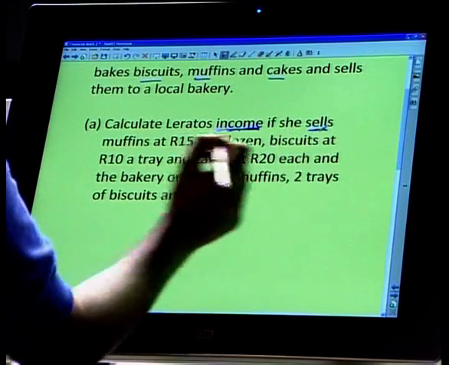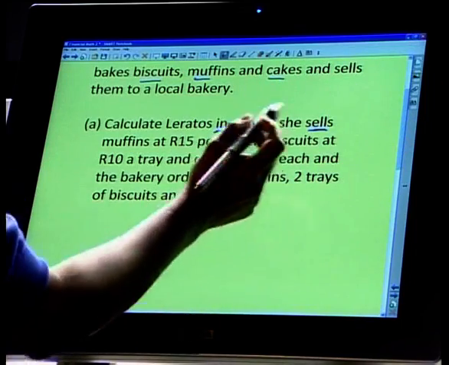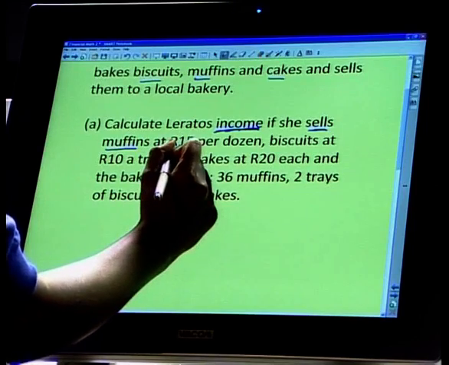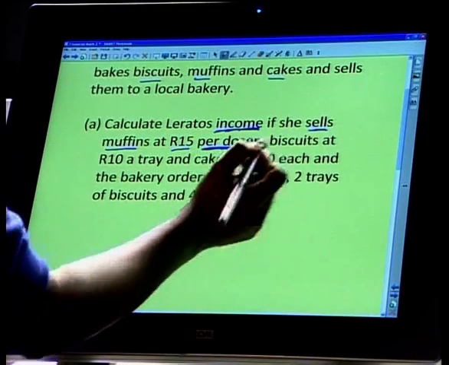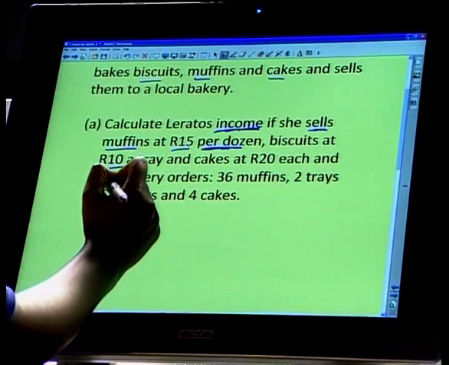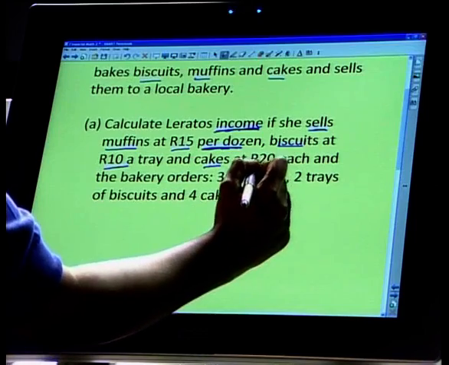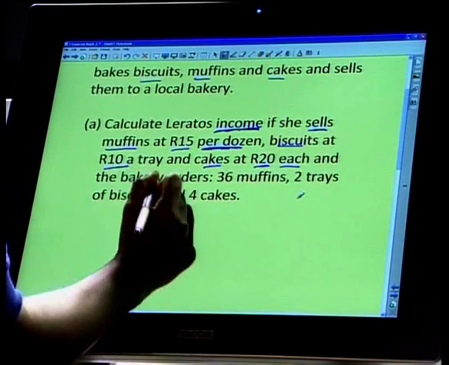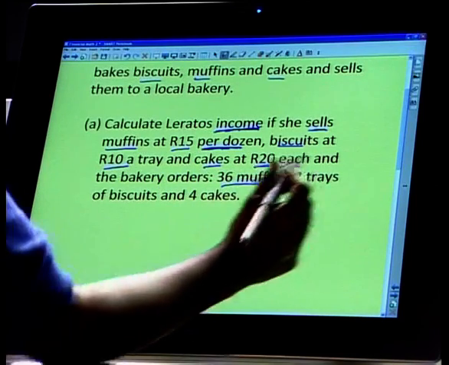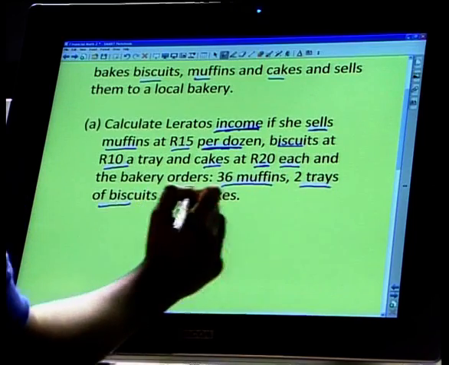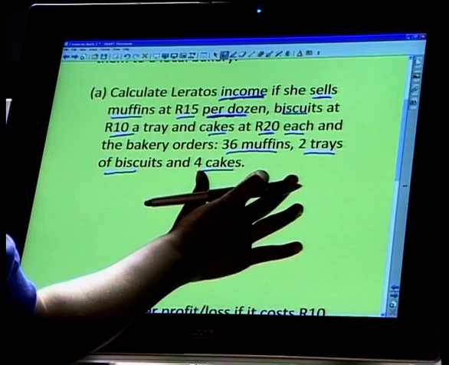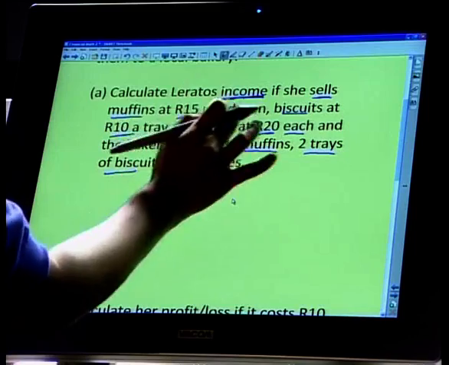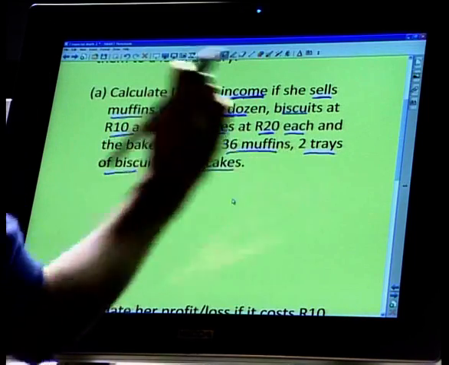And they then tell us the selling price of each of the items that she bakes. So they say she sells muffins at 15 Rand per dozen. A dozen just means 12. A dozen is made up of 12 items. So she sells muffins at 15 Rand per dozen, biscuits at 10 Rand a tray, and cakes at 20 Rand each. The bakery then orders 36 muffins from her, 2 trays of biscuits, and 4 cakes. So they've given us what the order is, and they want us to find out what her income will be, given that this is how much the bakery orders.